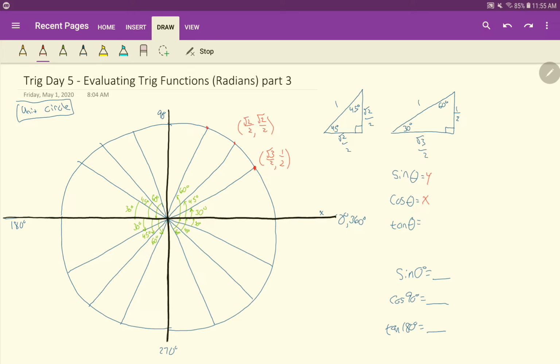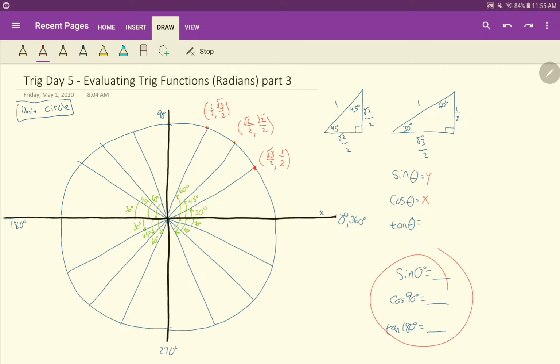And so the coordinate will be 1/2 comma root 3 over 2, where again, cosine of 60 degrees gives us this 1/2, and sine of 60 degrees gives us that root 3 over 2. Okay, so in other words, the sine is associated with the y-coordinate on the unit circle, the cosine with the x-coordinate.